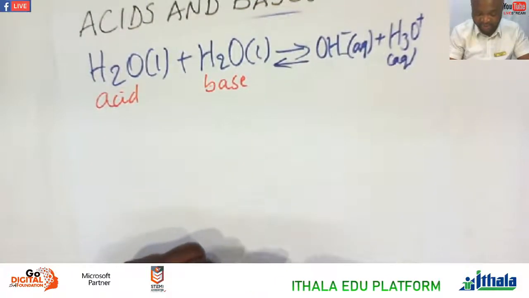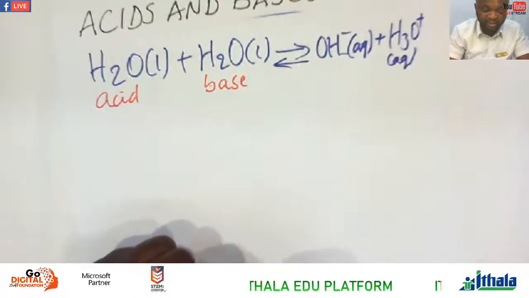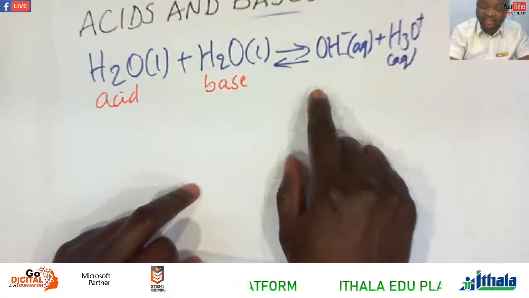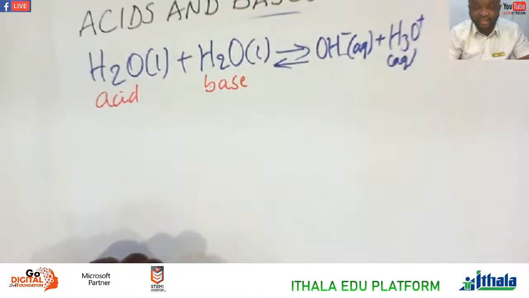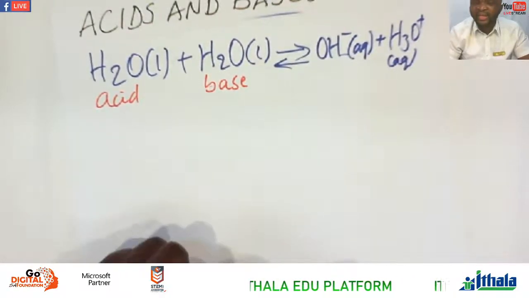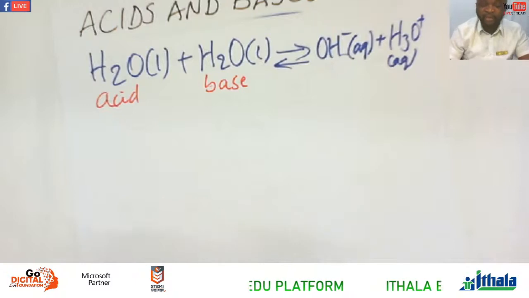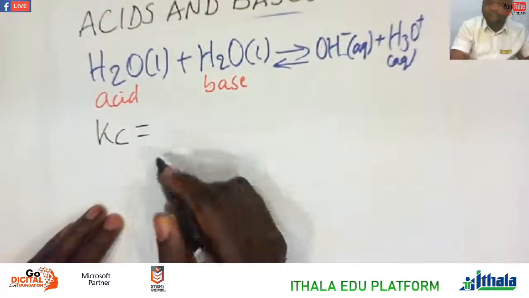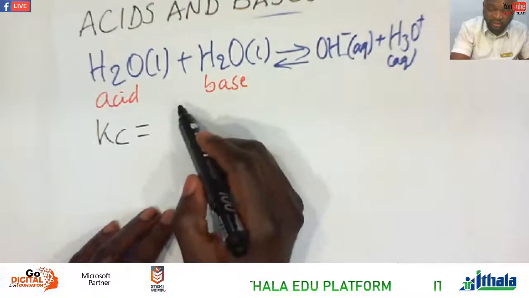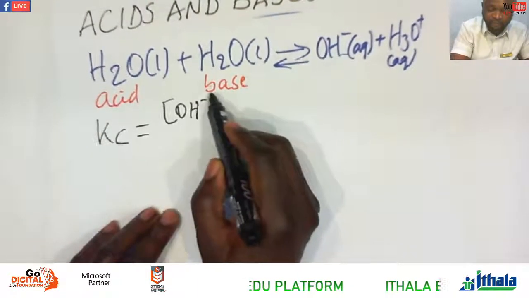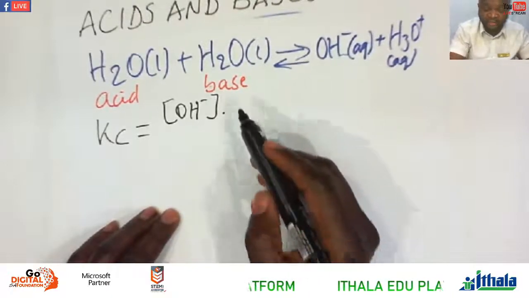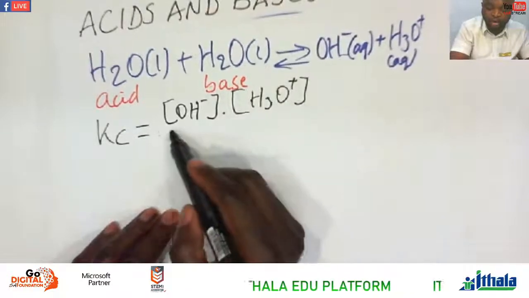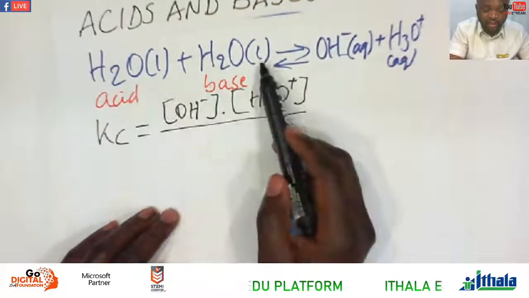A reversible reaction. Again, because we have a reversible reaction, we can reach a point where the rate of the forward reaction is equal to the rate of the reverse reaction. In that case, we can reach what? Equilibrium. Once we have equilibrium, we can calculate the equilibrium constant. So at this point, the equilibrium constant expression is the concentration of OH minus times the concentration of H3O plus over the reactants.